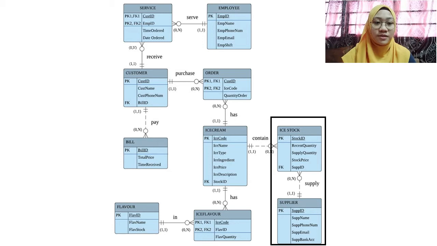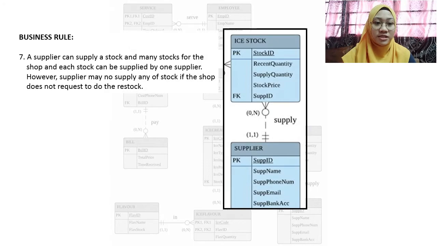Next, we're going to see the business rule between the ice stock table and the supplier. So here, a supplier can supply a stock and many stocks for the shop, and each of the stocks can be supplied by one supplier. However, the supplier may not supply any stock if the shop does not request the restock process. As we can see here, the ice stock table and the supplier table have a weak relationship. It is just the same as between the ice cream table and the ice stock table.